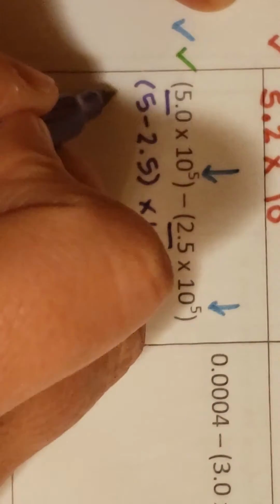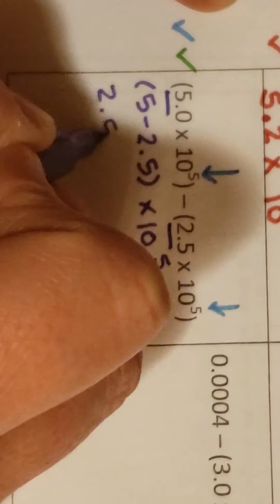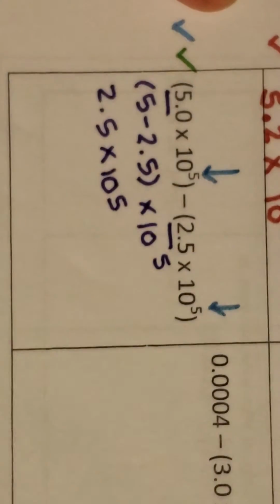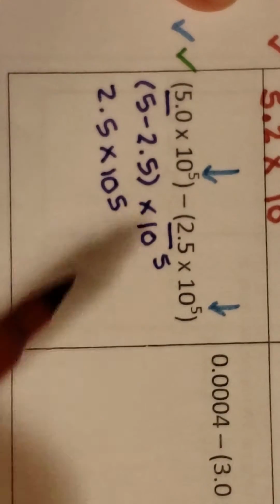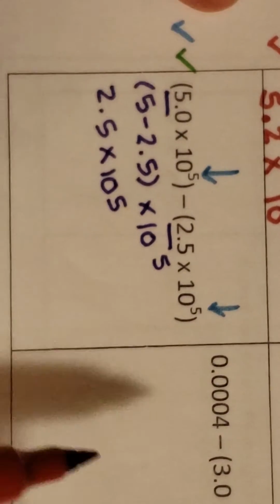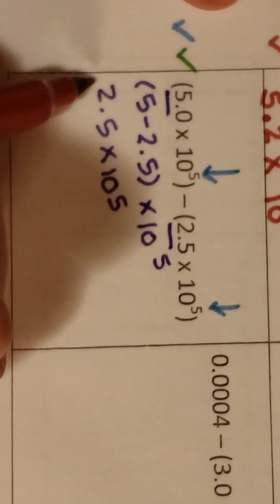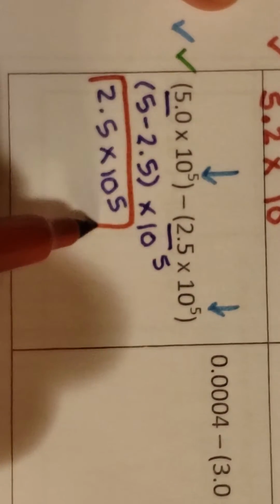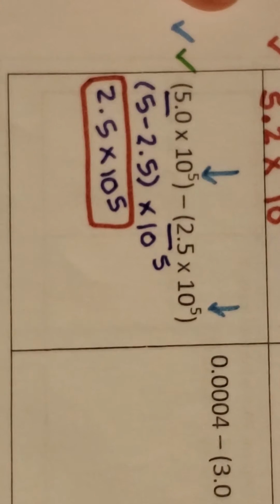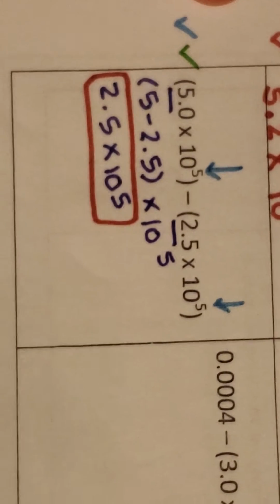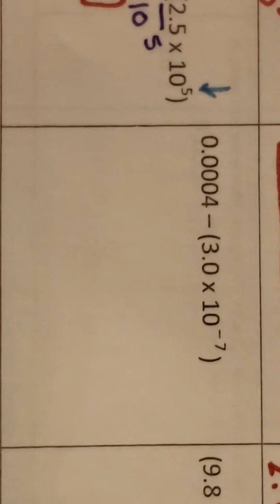And so 5 minus 2.5 is 2.5 times 10 to the 5th power. And now the last step is to make sure that this is in proper scientific notation form. 1 digit followed by a decimal. We are good. Great. That one went pretty easy, didn't it? Well, they won't all be that easy, but we're going to enjoy it when that happens.